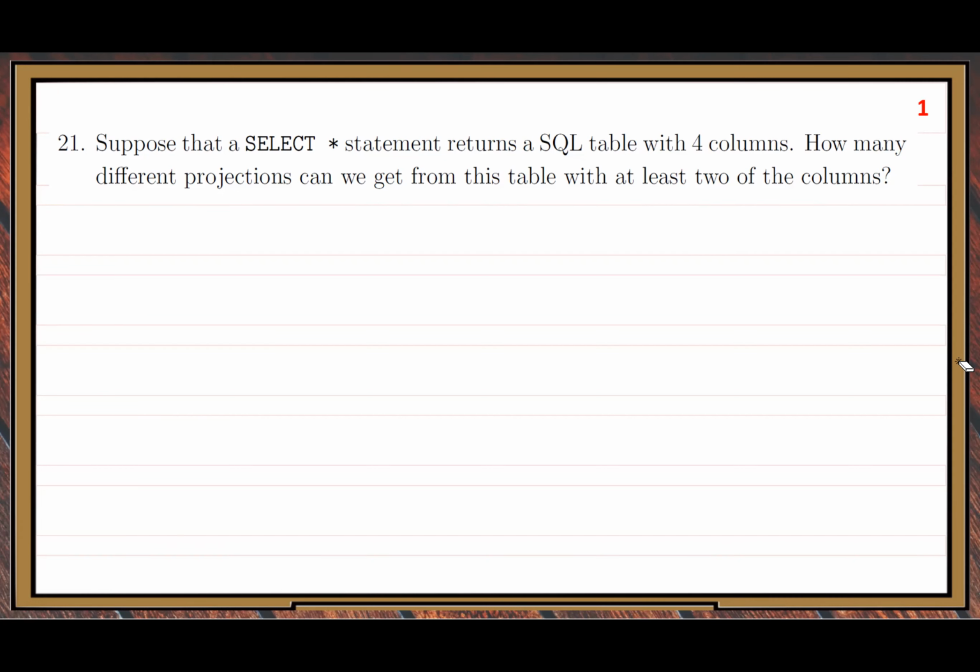Suppose that a select star statement returns a SQL table with 4 columns. How many different projections can we get from this table with at least 2 of the columns? Here, the main question is the definition of projections, in that order. Most of you gave me the answer without considering the order factor. Now, let me explain.